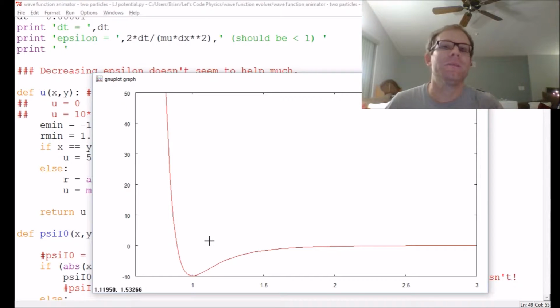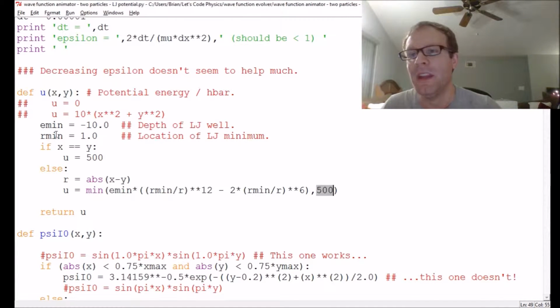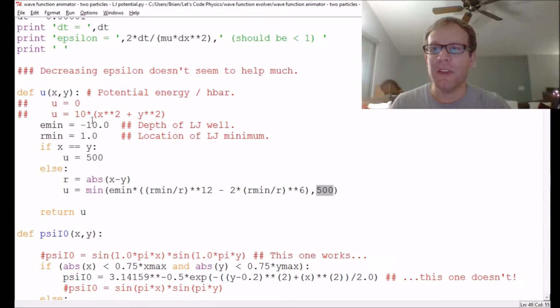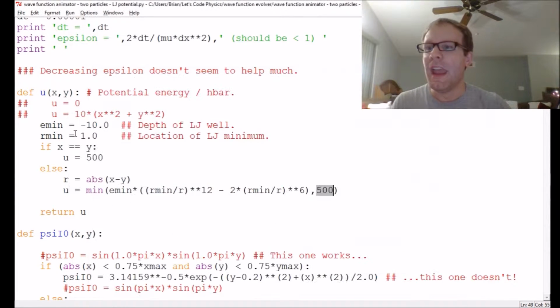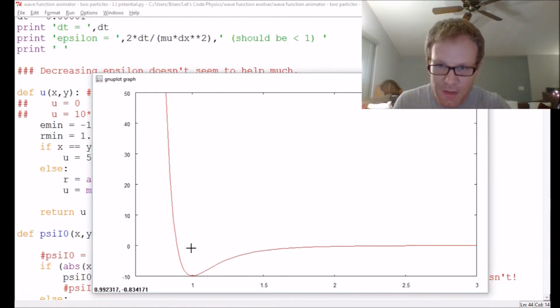So the 2 things you have to specify for the Lennard-Jones potential energy are the depth of the minimum, how deep this dip is from 0, and where the dip is on the horizontal axis. That's what we've got specified by Emin and Rmin here. We've got a depth of -10, and that's what I've got on this graph, and a location along the r-axis of 1, so it's at -10 and 1 there.